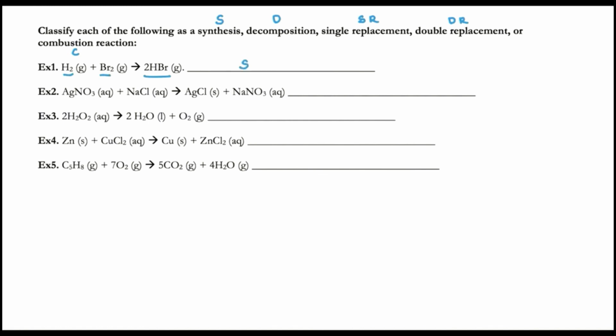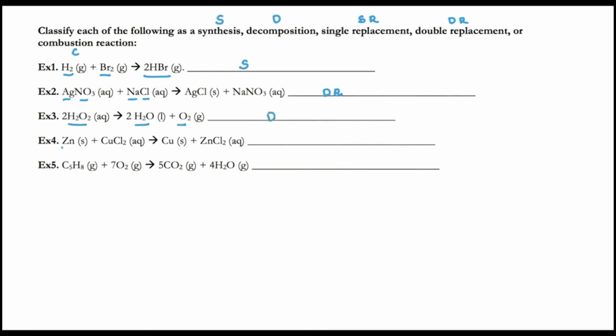Okay. For the next one, notice silver nitrate and sodium chloride react to form. Well, notice silver now becomes a new compound with chlorine, and sodium becomes a new compound with nitrate. So I have a do-si-do of partners. So this is going to be a double replacement reaction. For example 3, notice I've got 1 molecule and it is breaking up into 2 individual parts. So as soon as you have 1 molecule breaking up into 2, that's going to be a decomposition reaction.